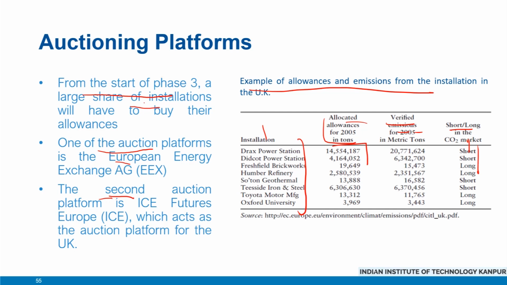So this process of auctioning has been widely employed from phase 3 onwards. Till phase 1 and 2, free allocation was the more dominant method, but from phase 3 onwards, auction based allocation of allowances is more dominant and it benefits in a number of ways. For example, reducing the potential for political lobbying, improving price discovery and market quality, increasing market transparency, reducing the risk of distortions, and it also rewards early action. And two major platforms that provide auctioning facility are EEX, European Energy Exchange, and ICE Futures Europe.